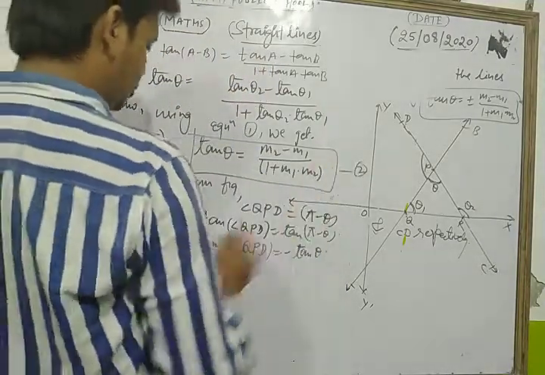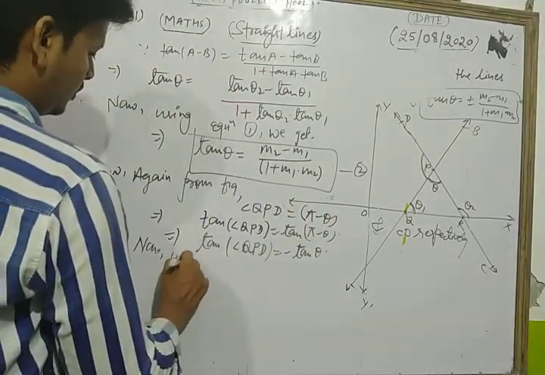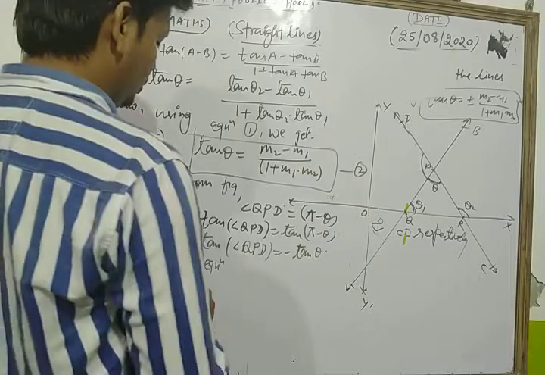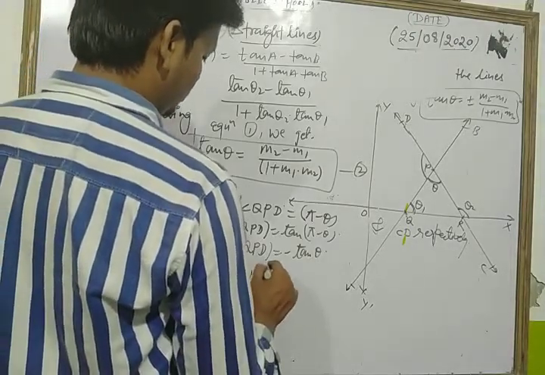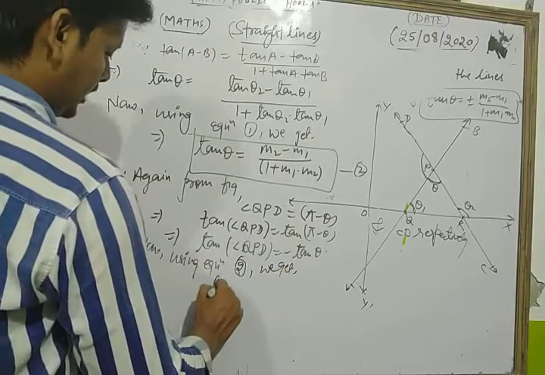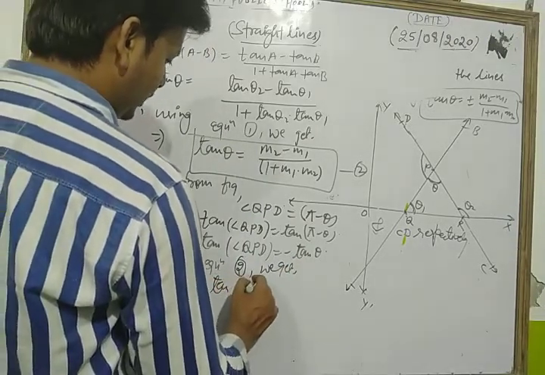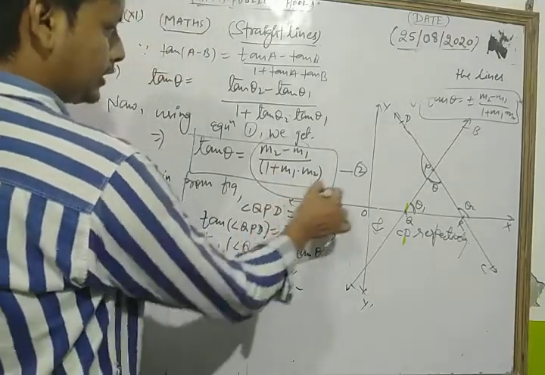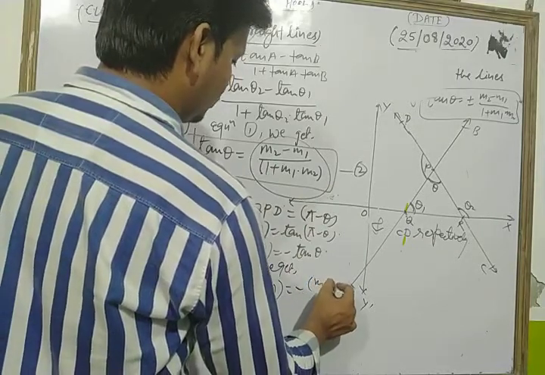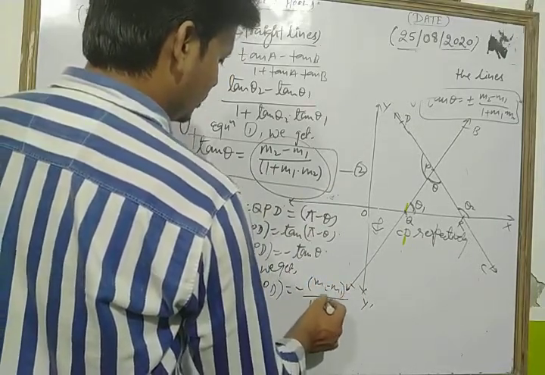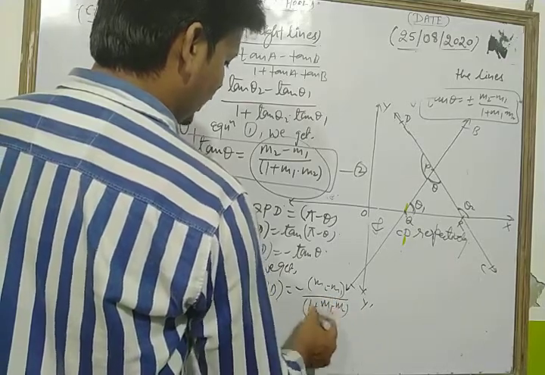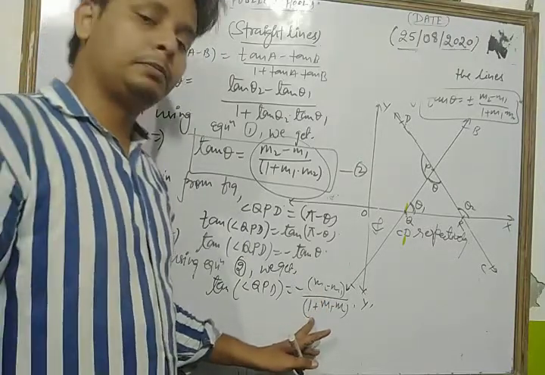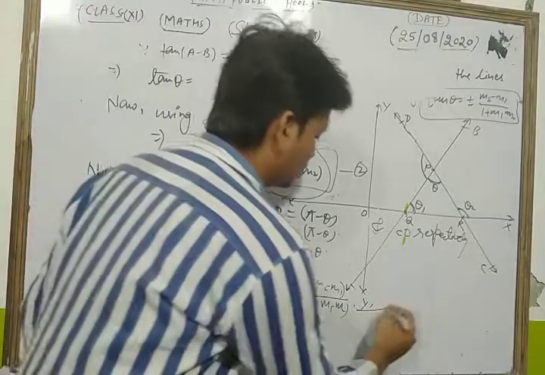And now using equation 2, we get tan of angle QPD is equal to minus tan theta, and the value of tan theta is this, so we write minus m2 minus m1 upon 1 plus m1 into m2. That is, minus of m2 minus m1 upon 1 plus m1 into m2. We take this as equation number 3.